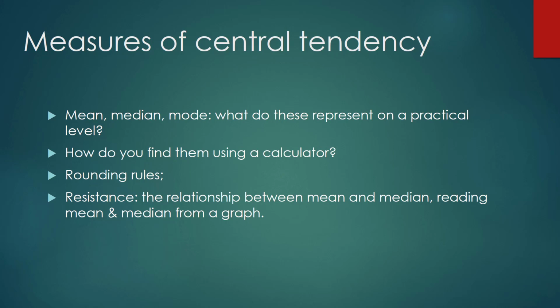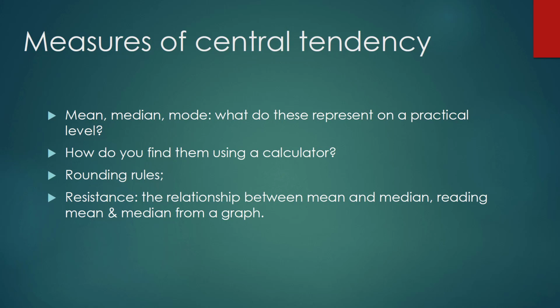As far as finding them on the calculator, as we showed, you're going to be using the stat calc submenu. And as far as the rounding rules, both the mean and the median are rounded to one place beyond what the data reflects. So if your data has 3 places, for example, you would round your mean or your median to 4 places. If it had 2 places, you'd go to 3 places, and so on and so forth.